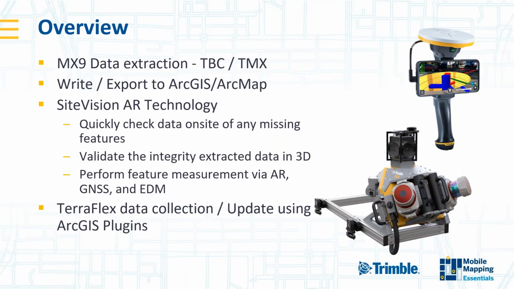Let's go ahead to the overview or the agenda. We will be looking at the MX9 data extraction in TBC and TMX, and also the export of this data into ArcMap, ArcGIS, followed by the SiteVision AR technology. So we will quickly look into how we check the data on site for any missing features or check the validity of this extracted data in 3D. And because SiteVision has a basic measurement function also via AR or GNSS and ADM, we will quickly look into that as well. And lastly, we will look at the TerraFlex data collection and update using the ArcGIS plugins.